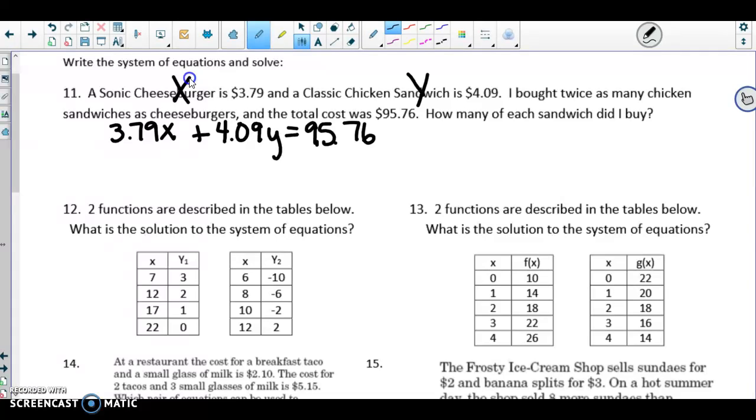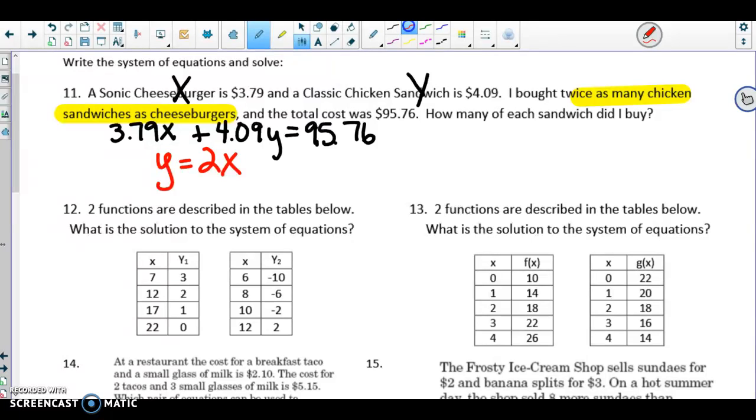And oftentimes we say, oh, you bought so many total. Well, this time it's not that way. It's kind of hidden in this part. I bought twice as many chicken sandwiches as cheeseburgers. So there's my other equation. I bought more chicken than cheeseburgers, so in order to get to the chicken, which was Y, I would have to do 2 times the cheeseburgers, and that would give us our same amount.